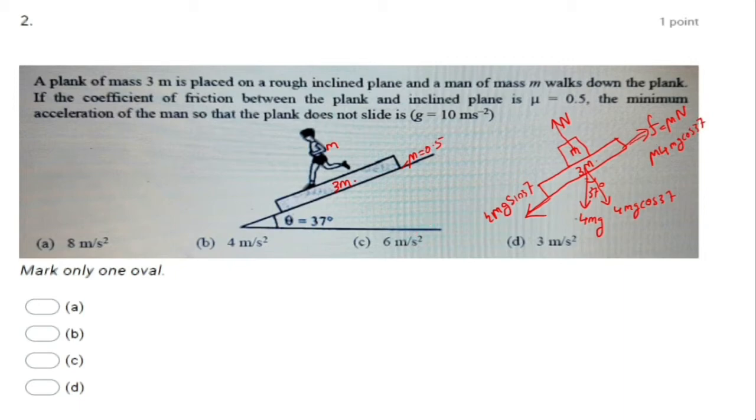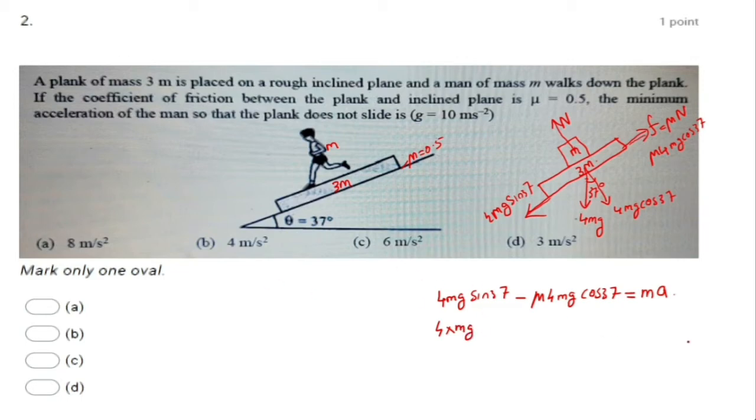Okay. Now the person is accelerating downward, or the person is walking downward. The minimum acceleration of the man so that the plank does not slide is: 4mg sin 37 minus mu into 4mg cos 37 is equal to the mass of the man into acceleration. Now we have to calculate this acceleration. So to calculate this value, 4 into, what is the mass? m only, right? So mg sin 37.